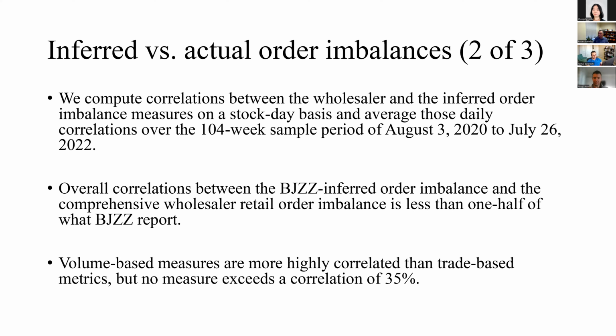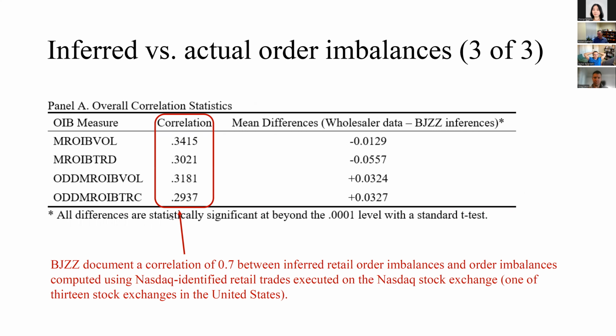All right. So overall, the correlations between the wholesaler's order imbalance and the inferred is no higher than 0.35, so half of what's documented in the Bomer-Jones paper. And so that's what this shows.